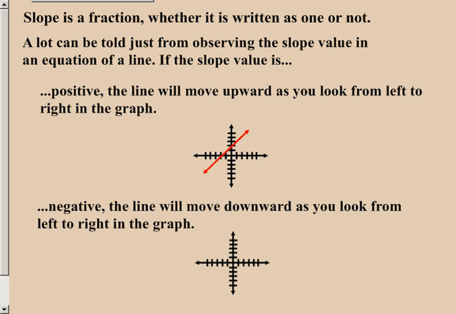Okay, so looking at a graph, if you're looking at an equation and you see that it has a negative slope value, a negative m value, that means that the line will be falling as you read the line from left to right, moving through the Cartesian coordinate plane. Once again, it does not mean that it will be falling quickly or falling slowly. It simply means it is moving downward as you move through the graph from left to right.